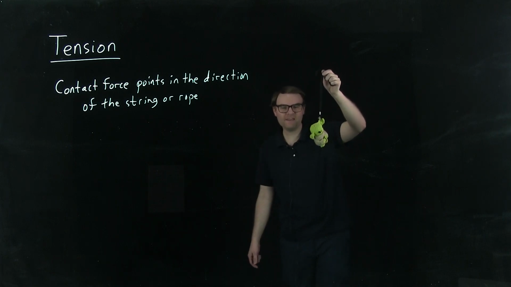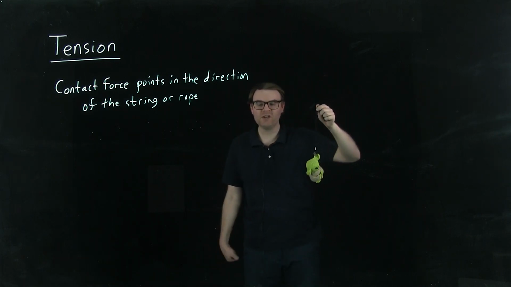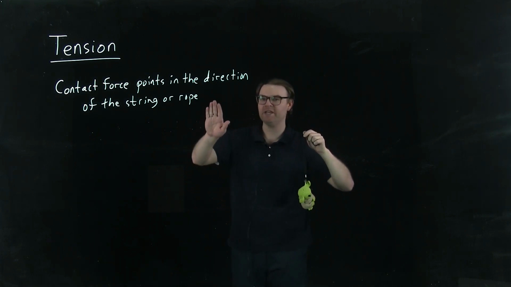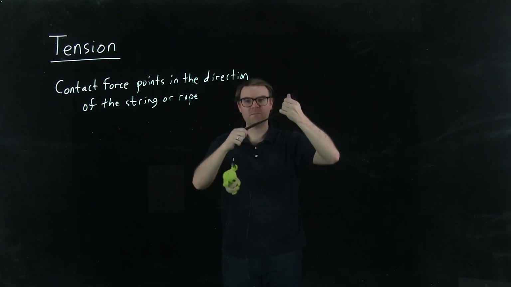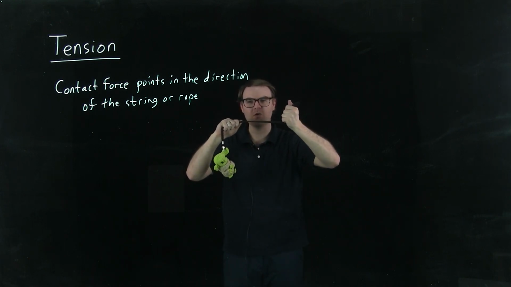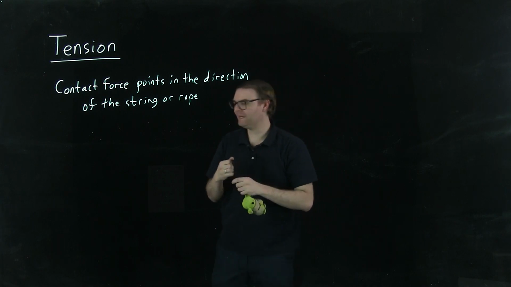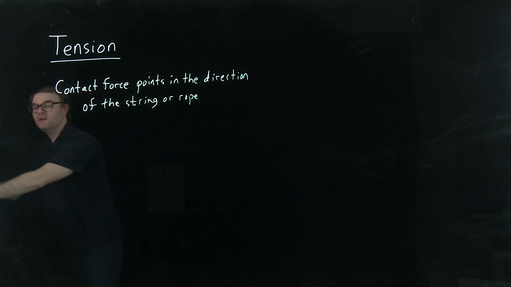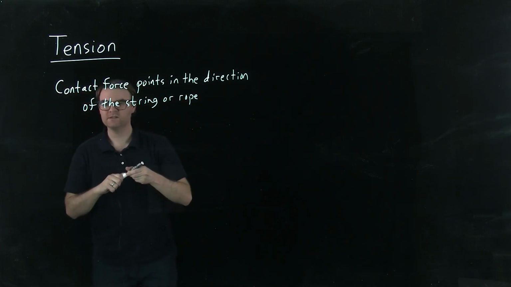Me and my baby alien toy are back to talk about tension again. Now, as we already know, tension is a contact force that points in the direction of a string or rope. And it turns out that we need a couple of assumptions to deal with tension forces.